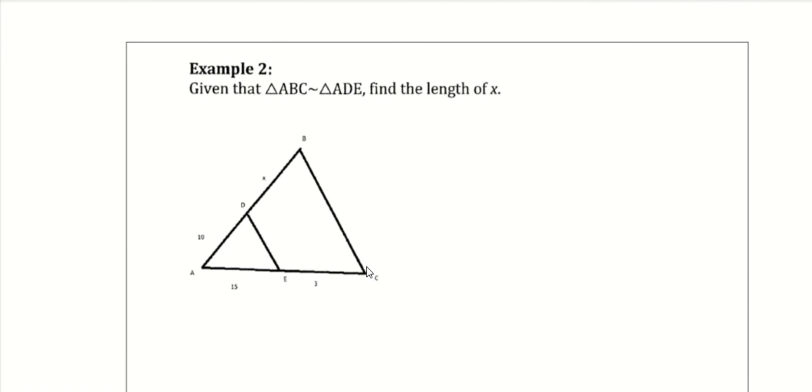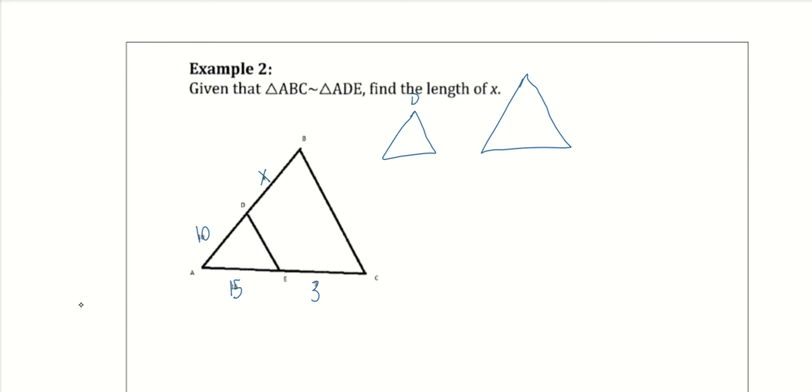Okay, taking a look at example 2. It's kind of hard to see here, but we have this is an X, this is 10, this is 15, and this is 3. It says, given triangle ABC is similar to triangle ADE, find the length of X. For something like this, I would suggest redrawing it as 2 separate triangles. So we have the larger one and the smaller one.